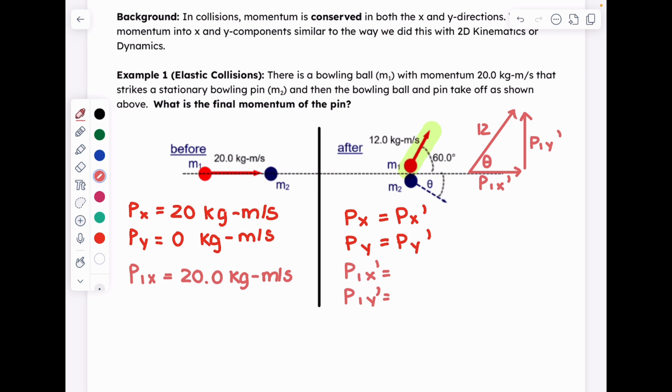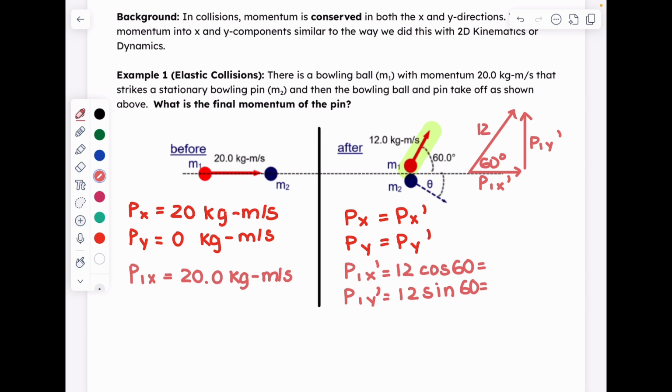That's what each of those symbols represents. To create a formula for these, I would use the angle theta, which is 60 degrees, and the hypotenuse of 12 kilograms meters per second. The x component is adjacent to the angle, so this will be the one where we do 12 cosine of theta. This is something we've done before, where we break it into x and y. And over here, because we're opposite for the y component, we do 12 sine of theta.